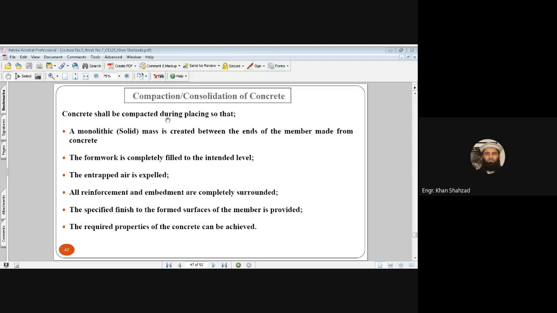Just like this is a beam, this is a beam, and you are making a slab in between these beams. It would work like one mass, or monolithic. The formwork is completely filled to the intended level, to the required level. The entrapped air is expelled completely or partially. All reinforcement and embedment are completely surrounded by the concrete. The specified finish to the form surface of the member is achieved. The required properties of the concrete can be achieved easily if you are properly compacting the concrete.